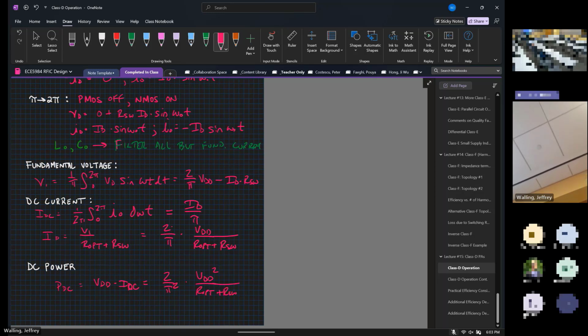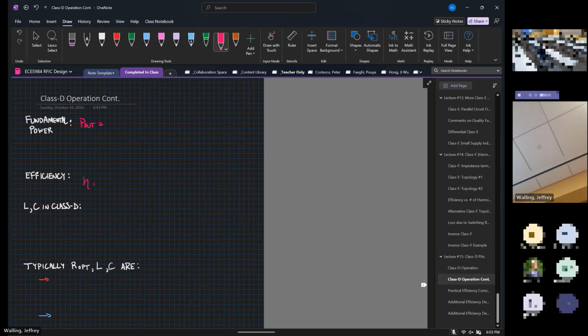All right, so we have our DC power. It kind of makes sense. It's basically the fundamental component of the supply voltage, in RMS, squared, divided by the sum of the optimum termination resistance plus any switching resistance that exists. Now we can find our output power. It's I RMS squared times R opt.